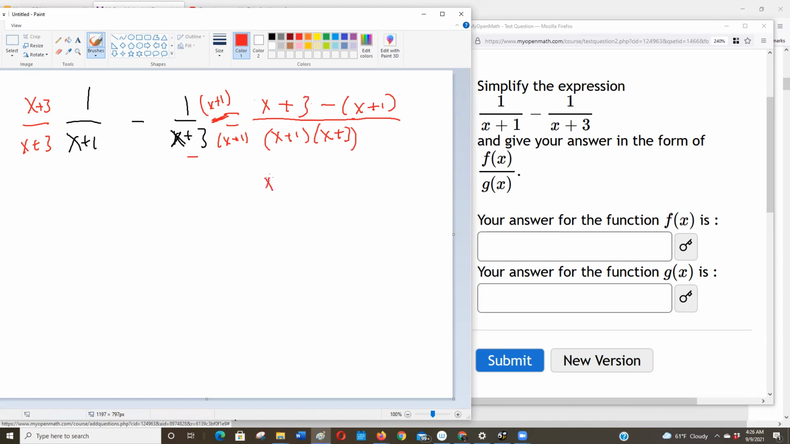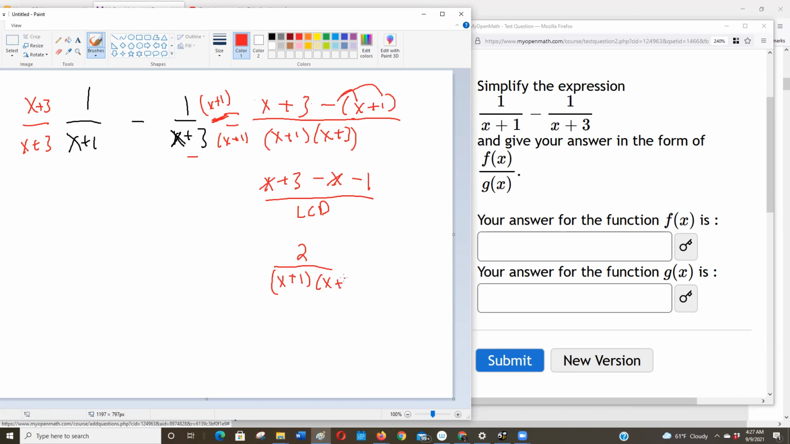So that's going to give me x plus 3 minus x minus 1, right? So I distributed that through: negative 1 times x, negative 1 times 1. And then what cancels out here? Well, I know it's over that common denominator. I'm going to be lazy for a minute. x minus x is gone. 3 minus 1 is 2. So 2 over x plus 1 times x plus 3. And you could have the x plus 3 first.